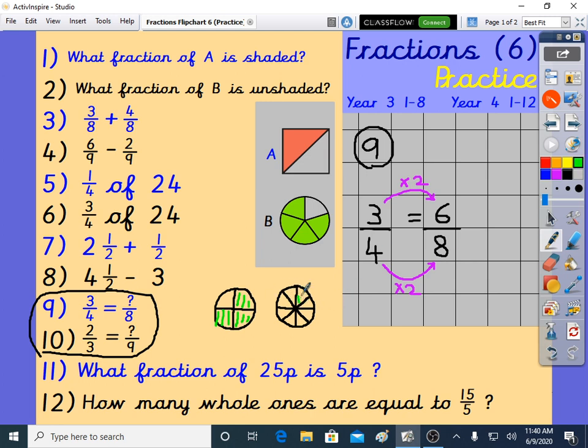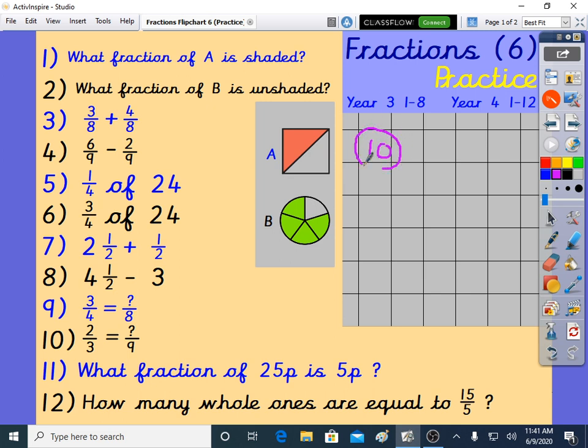And if I colour in 6, 1, 2, 3, 4, 5, 6, you see that the green should take up the same space on both pictures. The empty part, which I'll now do purple, is that big on that one, and it's also that big on that one. Hopefully that makes sense to you, that 3/4 is the same size as 6/8. It looks different, but it's worth the same. 3/4 equals 6/8. Move on to question 10.